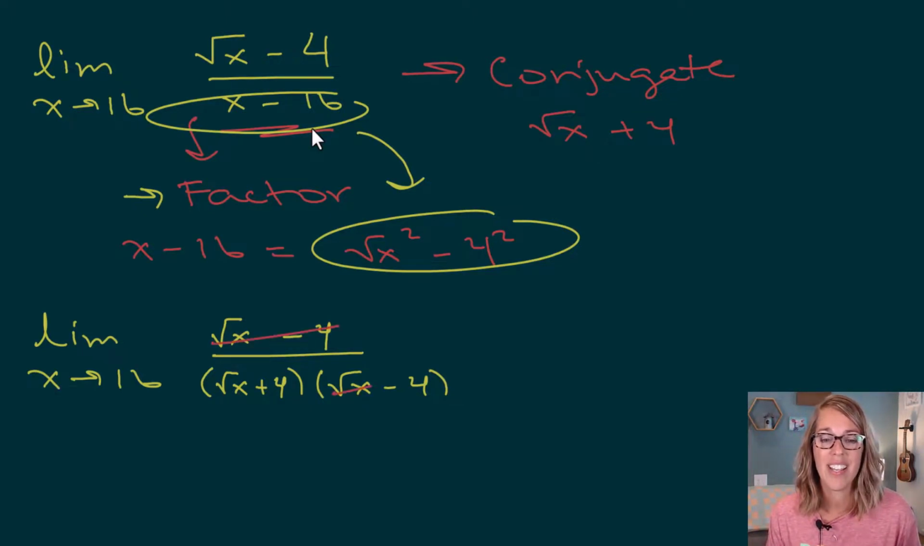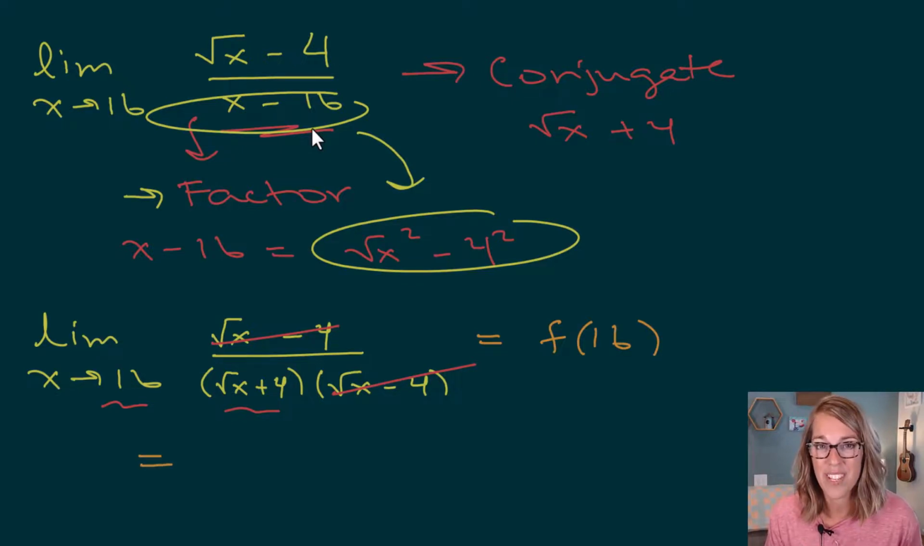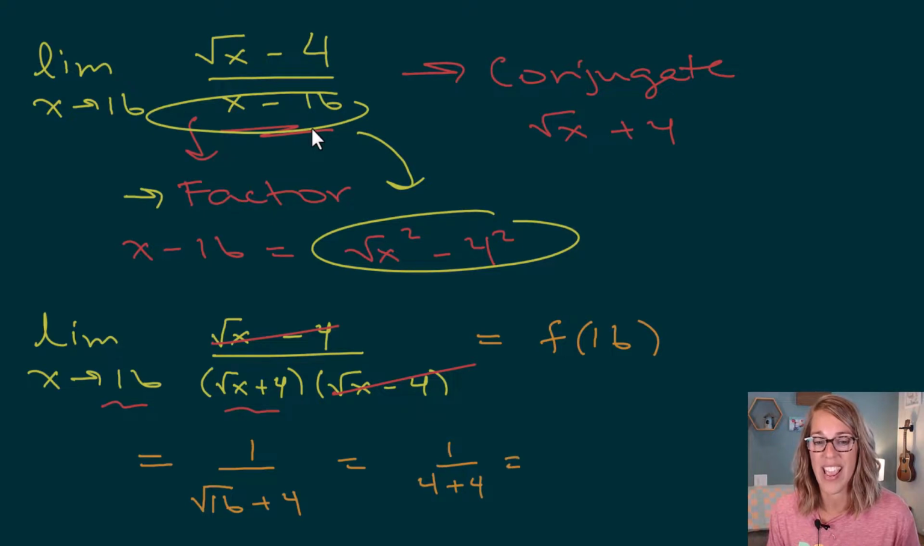I can cancel the radical x minus 4. It is no longer discontinuous at 16. Notice I plug a 16 in and I don't get a 0 in my denominator. So I can now use direct substitution and evaluate this at 16. Using direct substitution, I canceled everything from the numerator, so that becomes a 1. I no longer need the limit. In my denominator, I have the square root of x, or the square root of 16 plus 4. I get 1 over 4 plus 4, or 1/8.